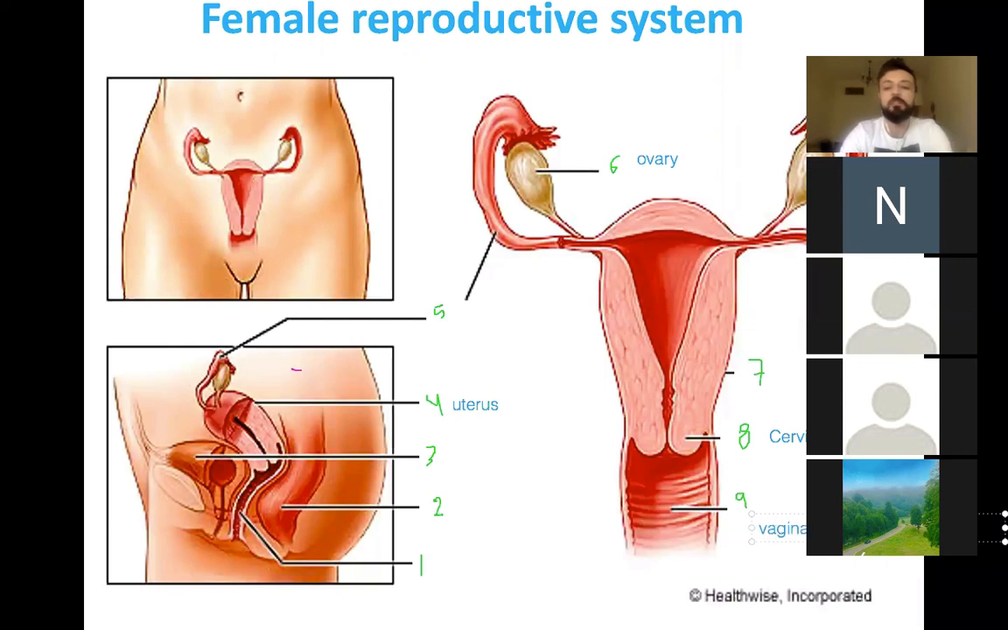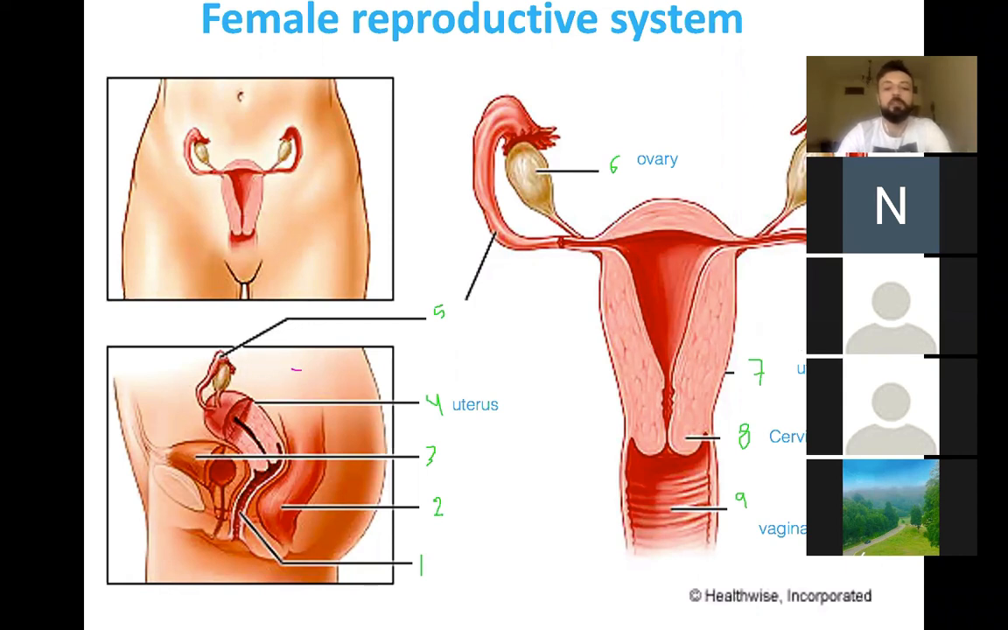Number 7. Labia? No, not labia. What website are you googling through? Cervix, uterus, or whatever you want. It's the uterus. Number 7 is also the uterus, but from another side, another view. So also uterus.